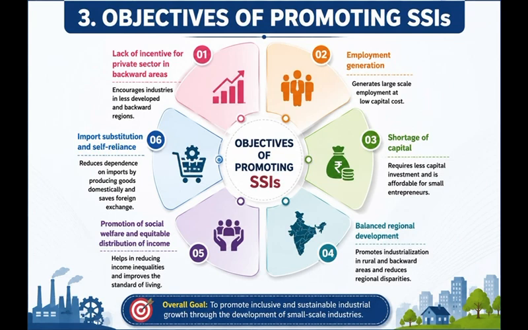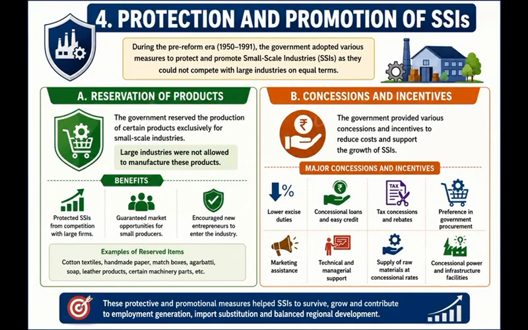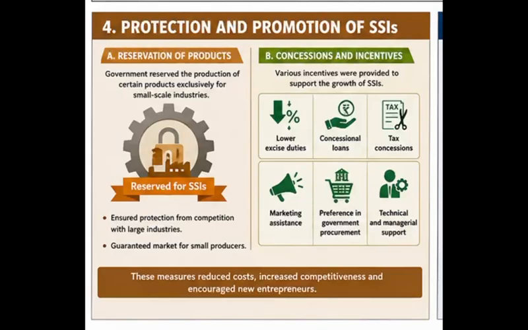Protection provided to small scale industries is very crucial, since small scale industries could not compete effectively with large industrial firms. The government adopted a policy of protection and promotion. The policy is meant for particularly two reasons. One is reservation of products. The government reserved the production of several products exclusively for small scale industries.